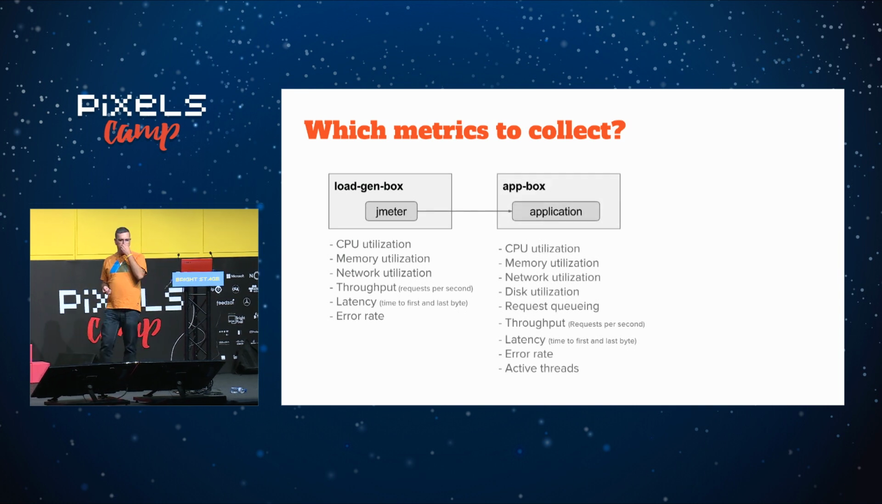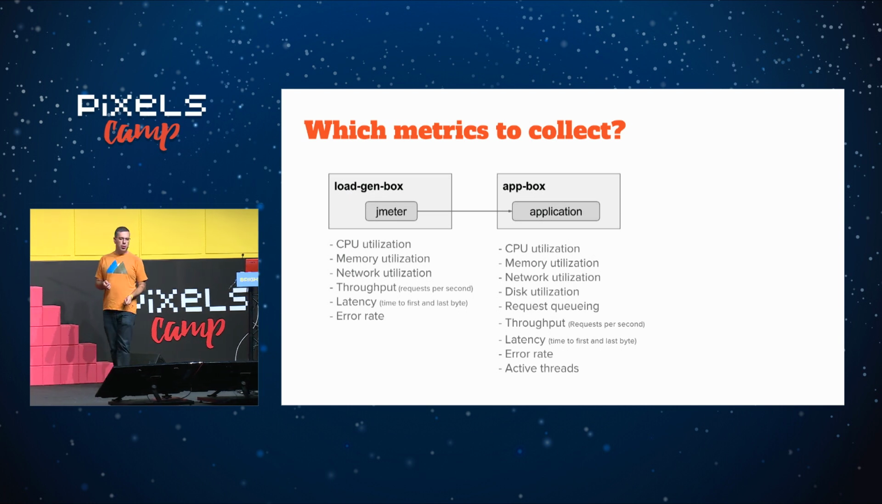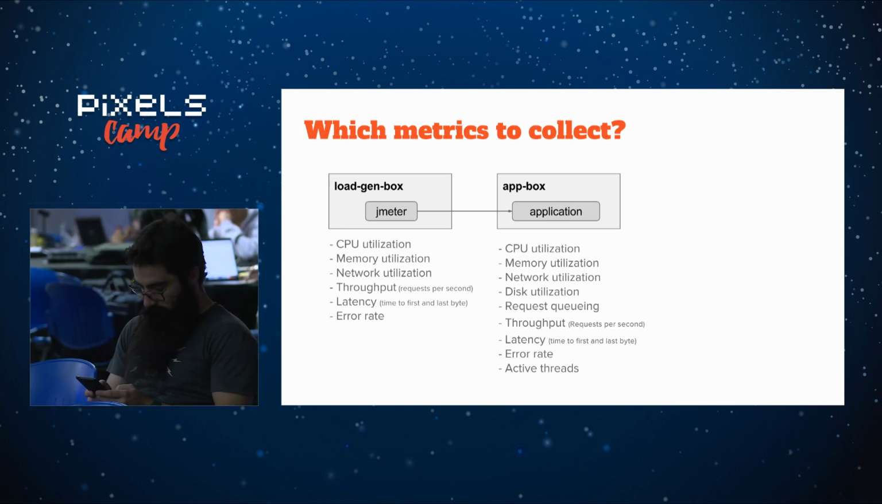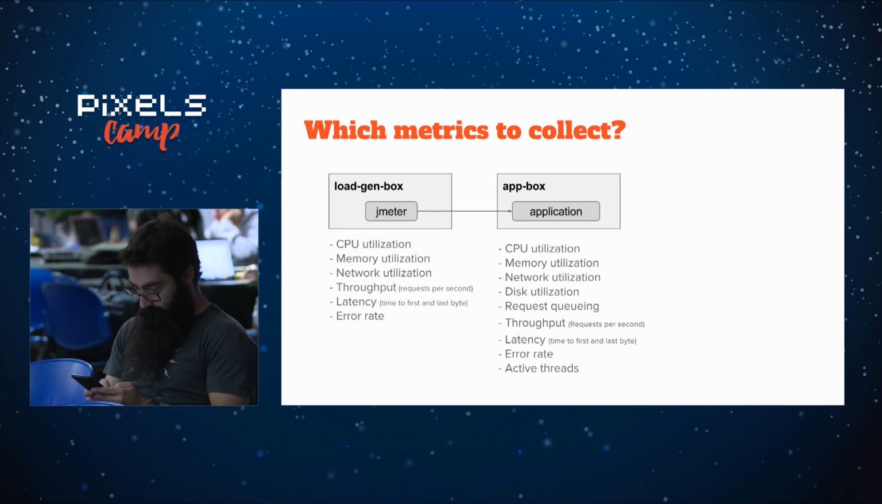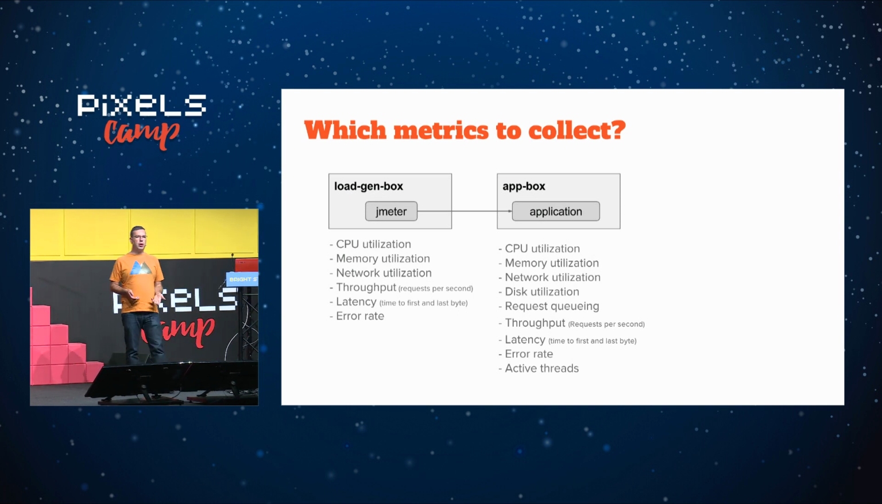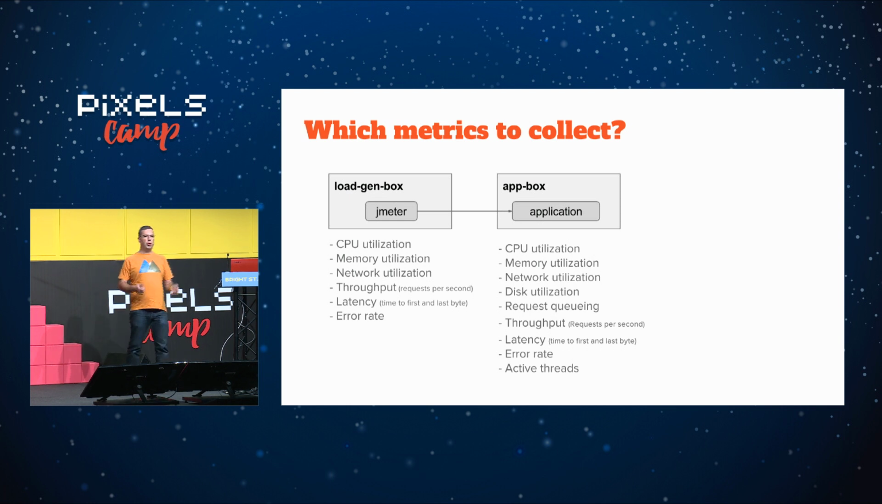On the application box, we are also interested in collecting metrics related to computing resources: CPU, network, memory, and disk. But in the case of a web server, we are interested in some more detail. One metric we should be looking at is request queuing. Most web servers have an internal queue that queues the requests before they get assigned to a handler and dispatched. As we push more load into the server, if we don't have the server configured properly, this request queue might be filling up, and we should pay attention to it.